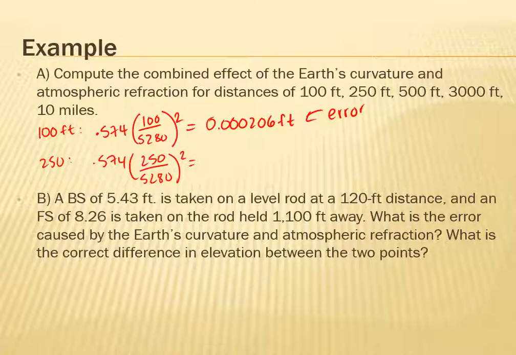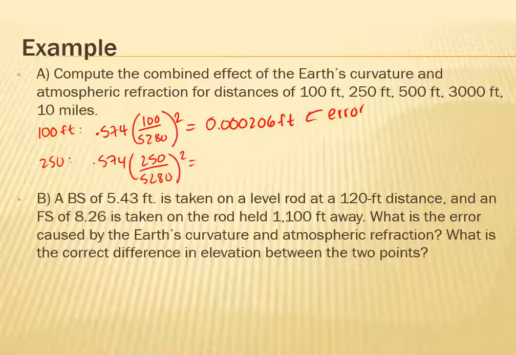So the next one says, a backsight of 5.43 feet is taken on a level rod at a 120 feet distance, and a foresight of 8.26 is taken on the rod held 1,100 feet away. What is the error caused by the Earth's curvature and atmospheric refraction? What is the correct difference in elevation between these 2 points?